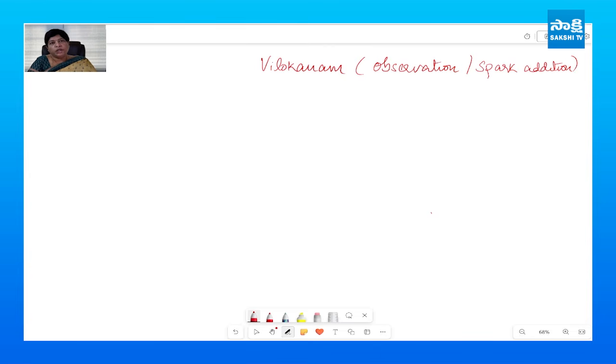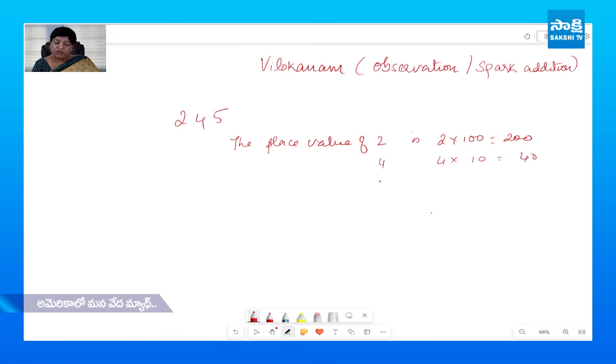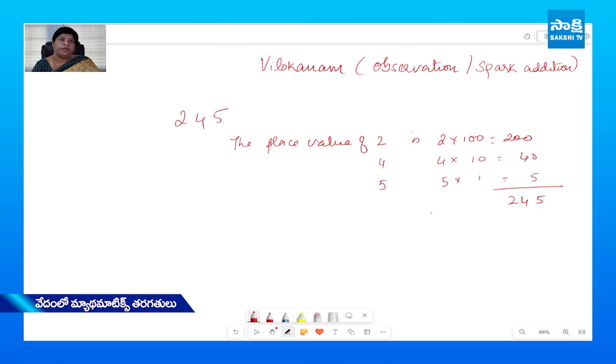This sutra is based on the place value system. So let's take 245. When I look at this number 245, what do I understand? The place value of 2 is 2 into 100, which is equal to 200. Likewise, the place value of 4 is 4 into 10, which is 40. Place value of 5 is 5 into 1, which is equal to 5, adding up to 245.